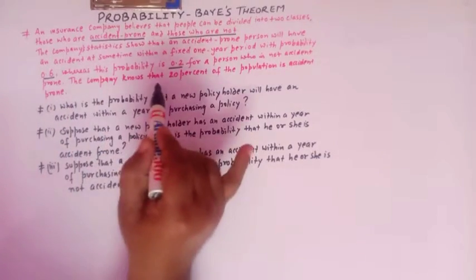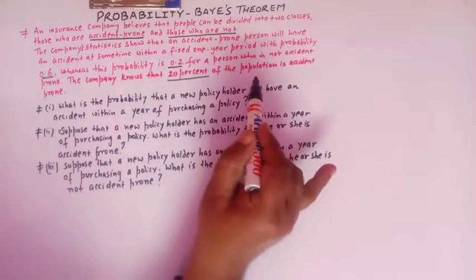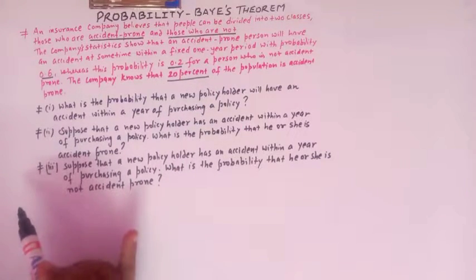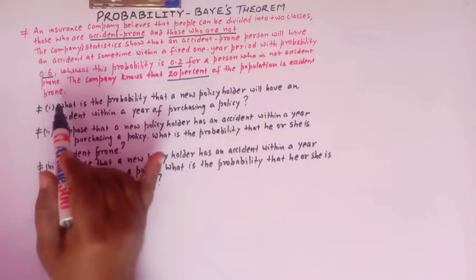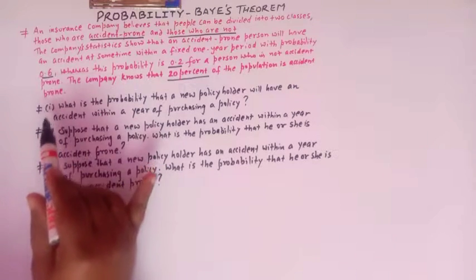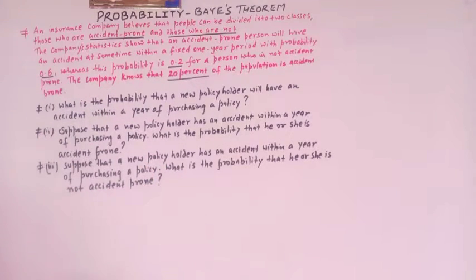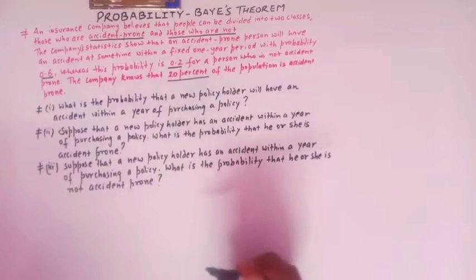Now the company knows that 20% of the population is accident prone, and now we have to answer these three problems. So let us start. Now viewers, here two concepts will be used. The first one is the law of total probability, and the other one is the Bayes theorem.